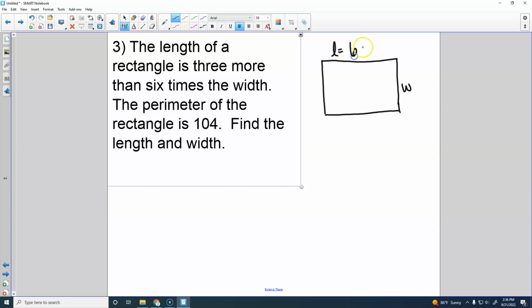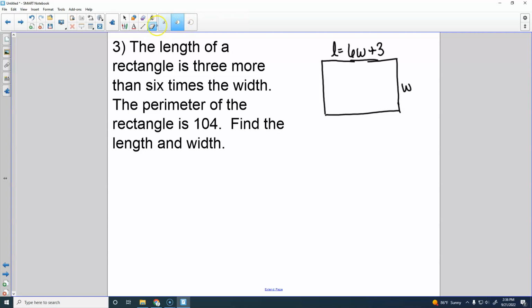Good. 6x plus 3. If you want to do 3 plus 6x, that's fine too. I like having the x first. Actually, instead of x, what should I be using? Let's use a w because it's width. 6w plus 3. Alright, so this side, instead of calling it L, I could call it 6w plus 3.